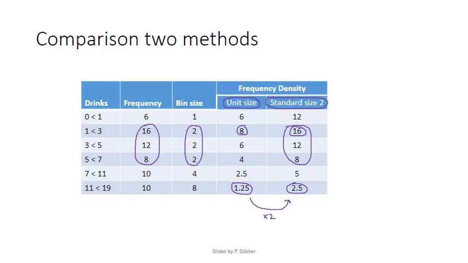So it saves some time when using a standard bin size in the calculations, but on the other hand, it depends. If you're using a computer, then it doesn't really change so much. It can also help if, for example, the bins are extremely large, because then the frequency densities might get extremely small. So then you perhaps can use a standard size of, let's say, 1000, so that the frequency densities won't have so many decimal points.